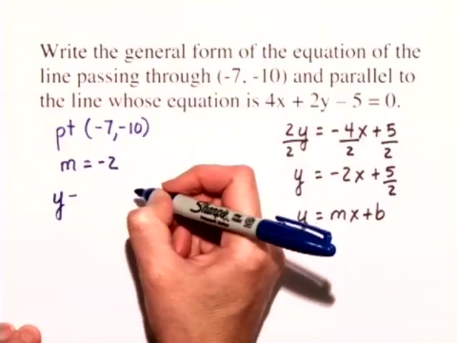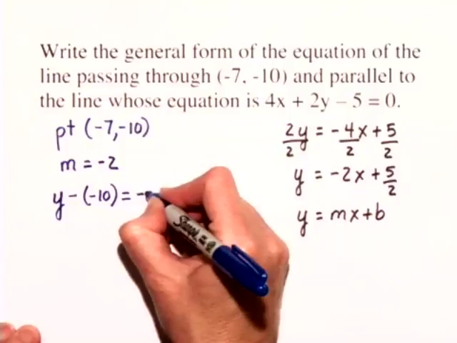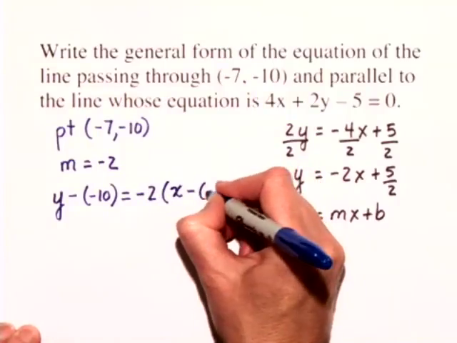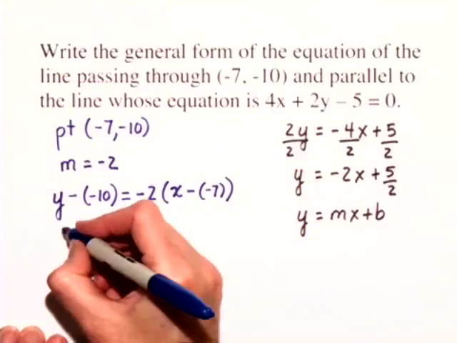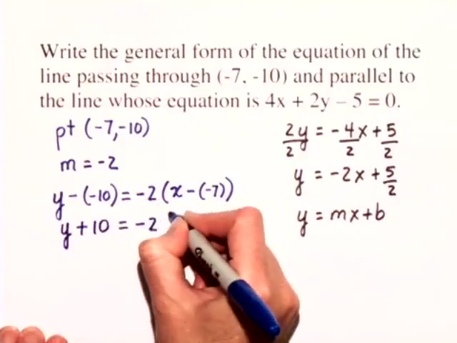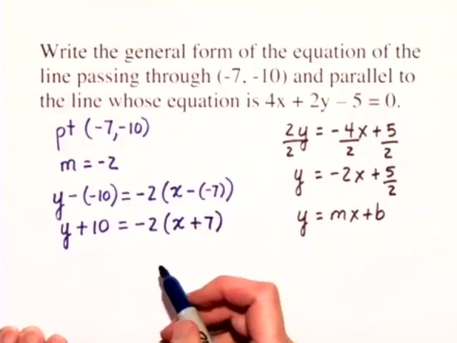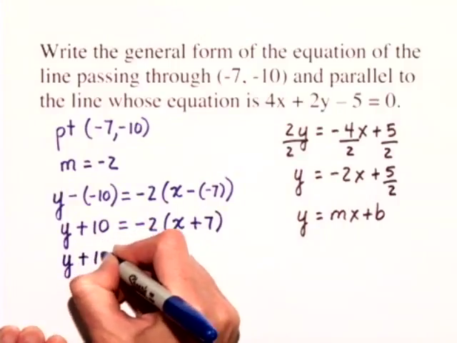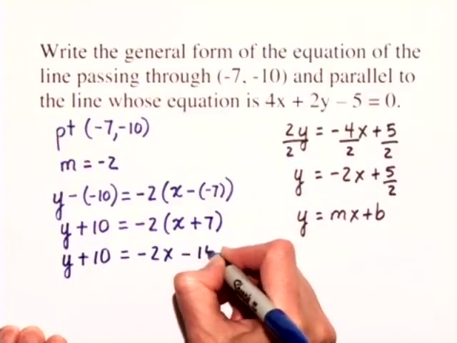So we have y minus the y-coordinate, -10, is equal to our slope, -2, times the quantity x minus the x-coordinate of -7. We need to simplify a little bit, and we'll get y + 10 = -2(x + 7). And we want to distribute the -2 through on the right-hand side. y + 10 = -2x - 14.